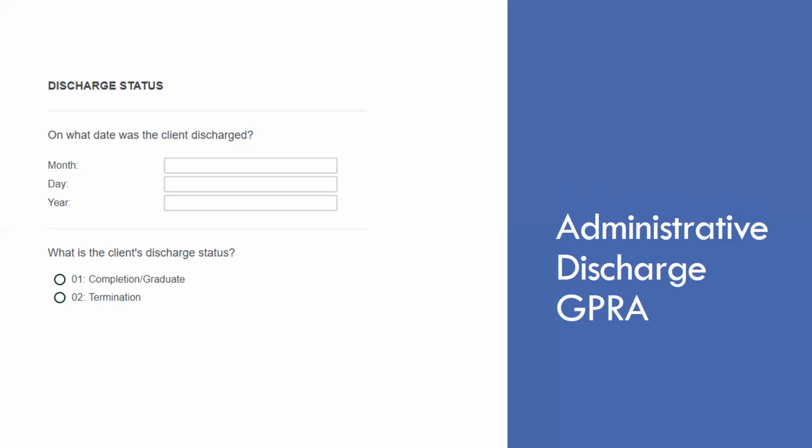So there are some cases where a client will complete a stay at a recovery home and then move out. And that means their treatment was completed, but that you were never able to do the discharge interview, so you'll conduct the administrative discharge. If a client is expelled from a program, you'll say termination.